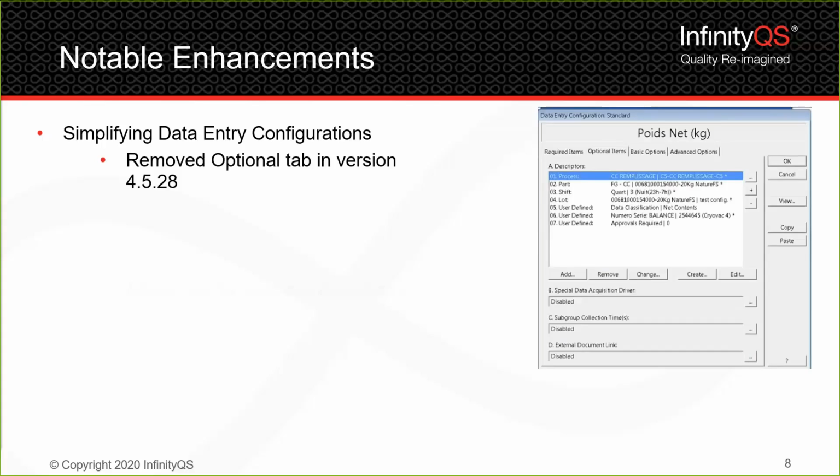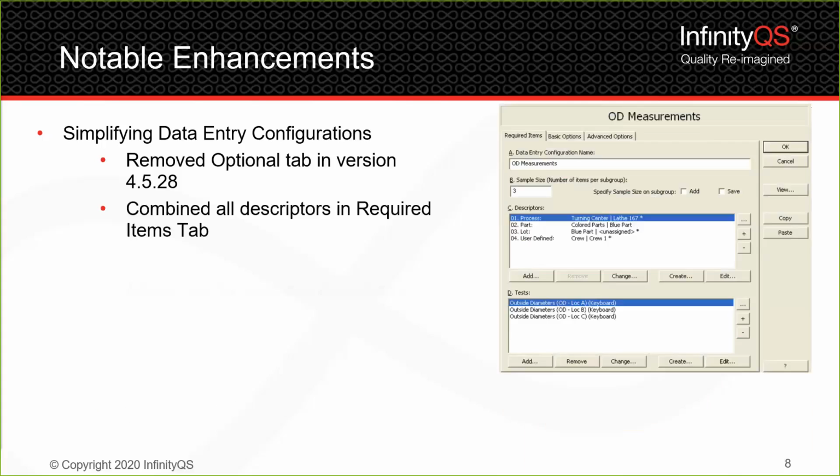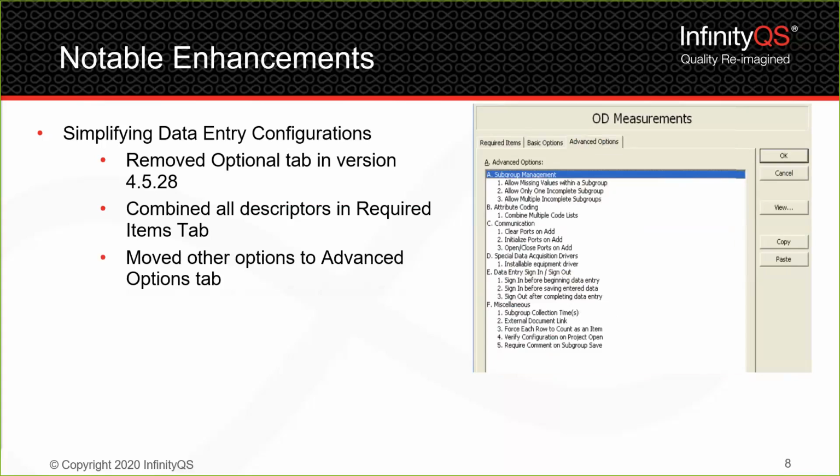Now, what we've done is we've tried to streamline all of this and make it a little bit more user-friendly. We've moved the descriptors onto the required items tab along with the tests, rather than having a whole separate tab for it. So we've combined it all under the required items tab. The other thing to take note of is there were some options on the bottom that I mentioned earlier, and you don't see them there, because we've moved them to the advanced options tab. So we've moved the special data acquisition drivers, subgroup collection times, and external document links all under that advanced options tab.